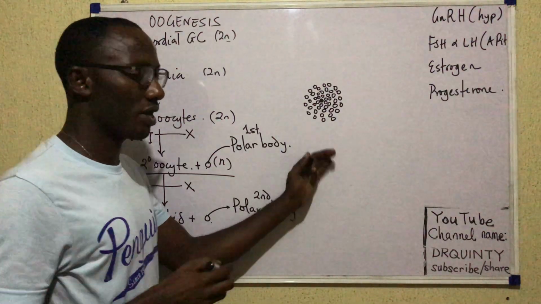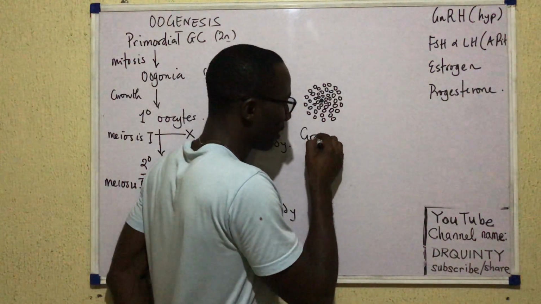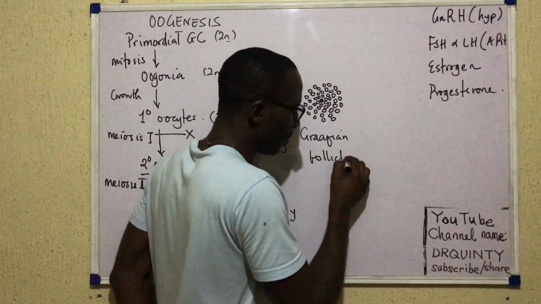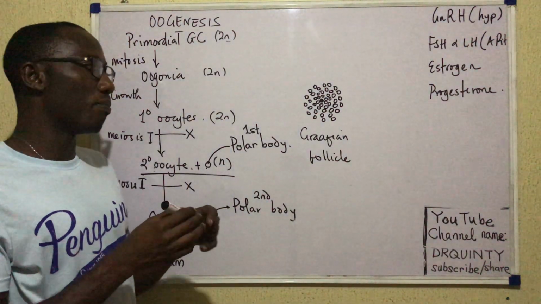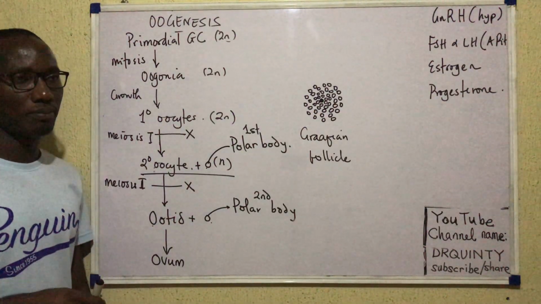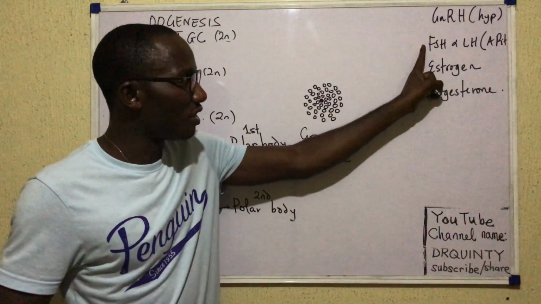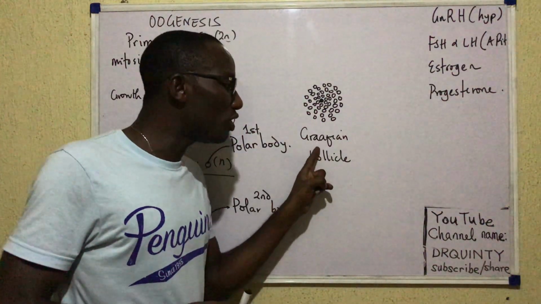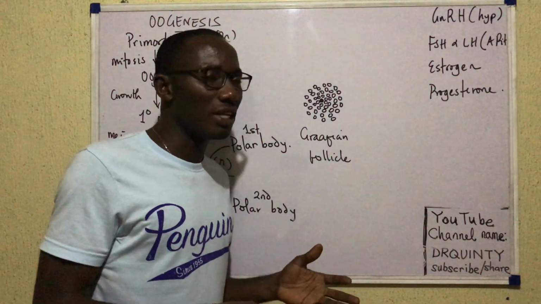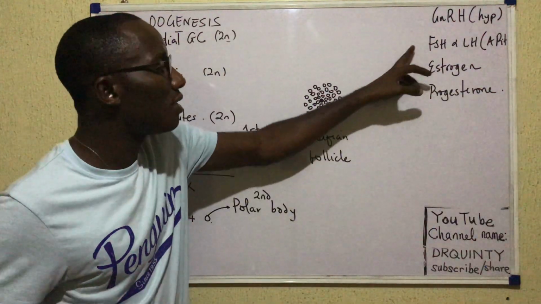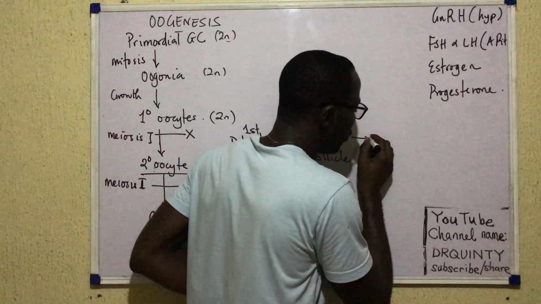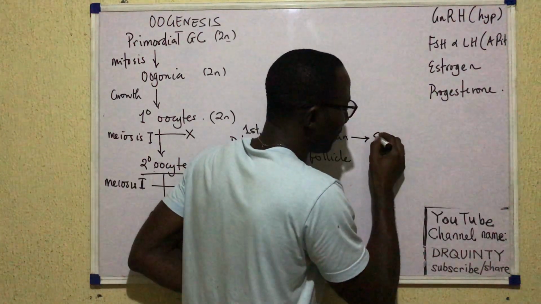What you are seeing here now is referred to as the Graafian follicle. This is a Graafian follicle, and it is made up of a mass of cells surrounding the developing oocyte. So it is the work of FSH to cause the formation of this Graafian follicle, as well as to cause its enlargement.